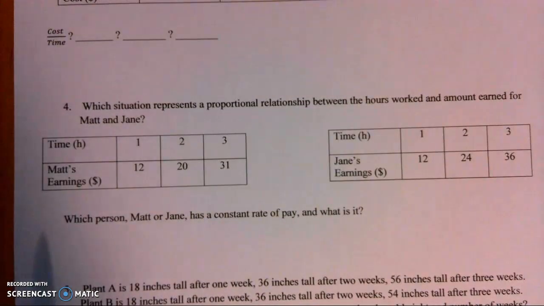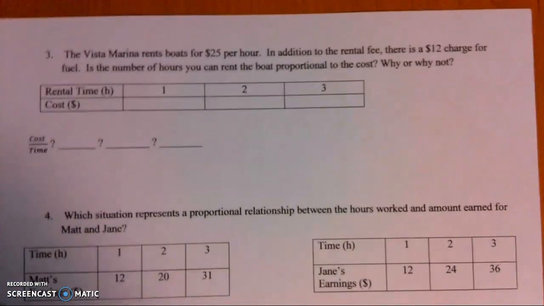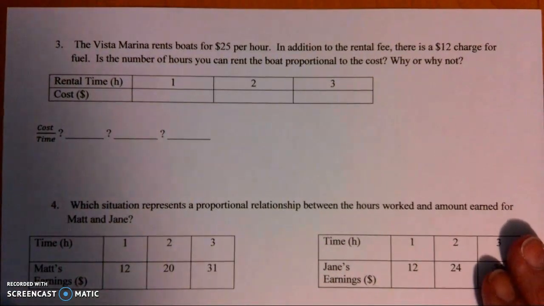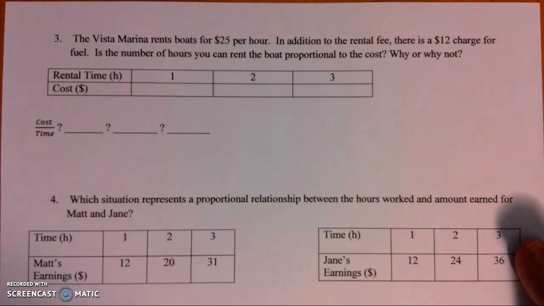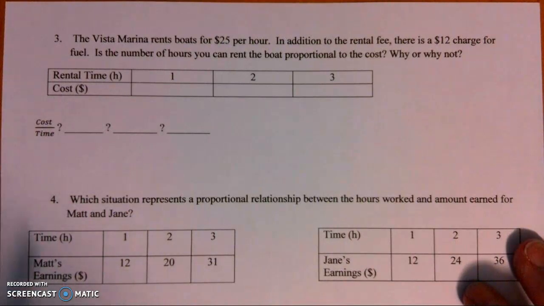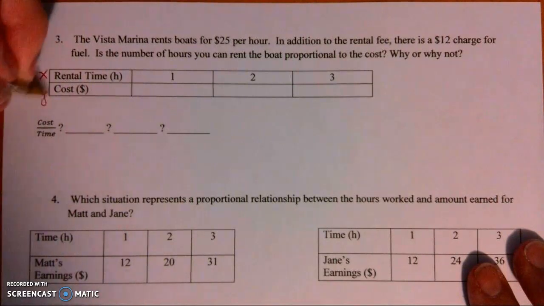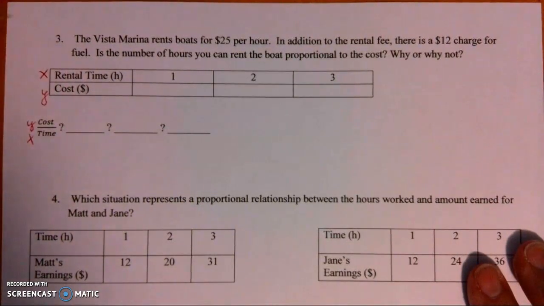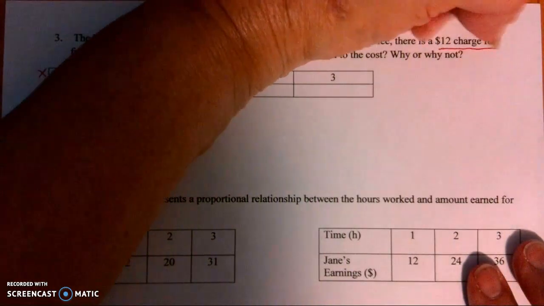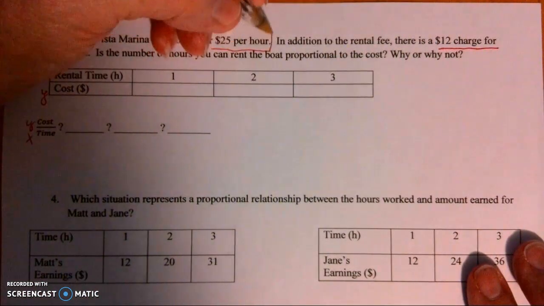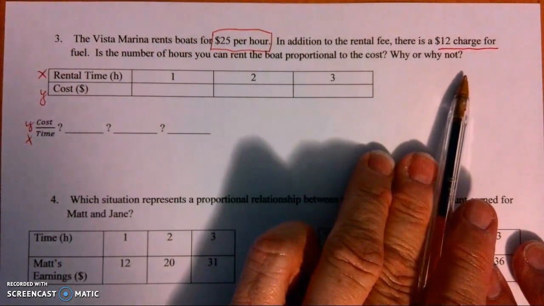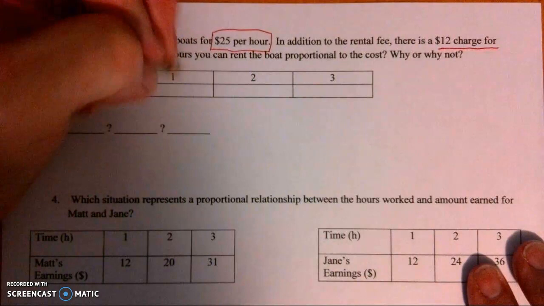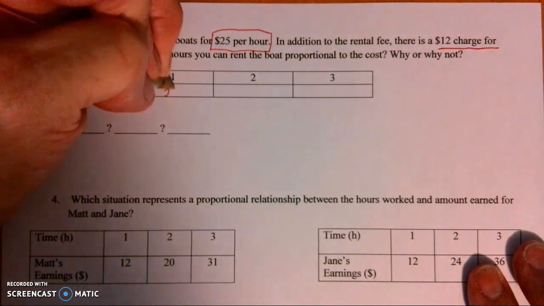The Vista Marina rents boats for $25 per hour. In addition to the rental fee, there is a $12 charge for fuel. Is the number of hours you can rent the boat proportional to the cost? Why or why not? Well, here again, put an X and a Y there. Now, I know that there is a $12 fee, and then it's $25 per hour. So the first hour I have the $12 fee plus 25. Well, that's going to be $37.